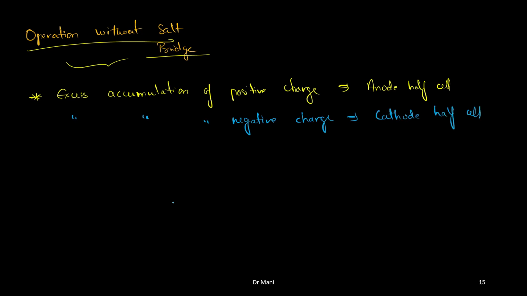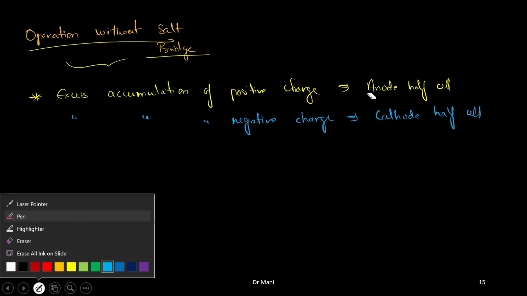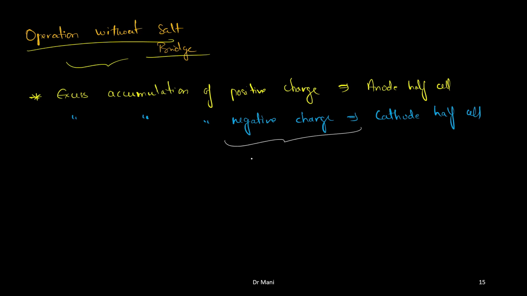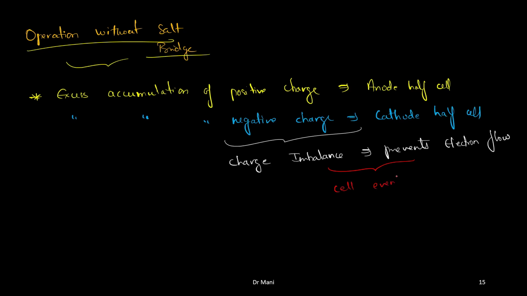Okay, so now what happens? There is an imbalance, a charge imbalance. Suppose here it is positive charge. This half cell is positive. This half cell is negative. So that positive and negative will cause imbalance. Charge imbalance. So this charge imbalance prevents electron flow. So what happens then? The cell will eventually stop functioning. Whatever the electrochemical cell is, it will stop functioning.